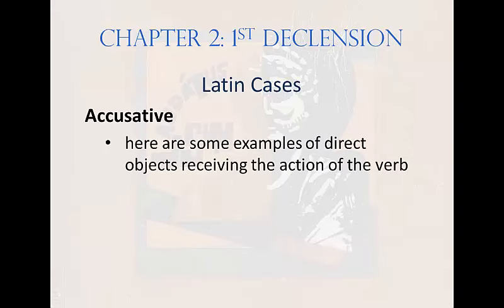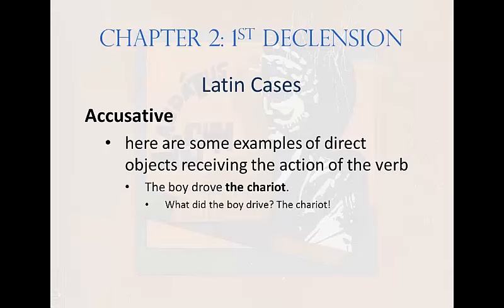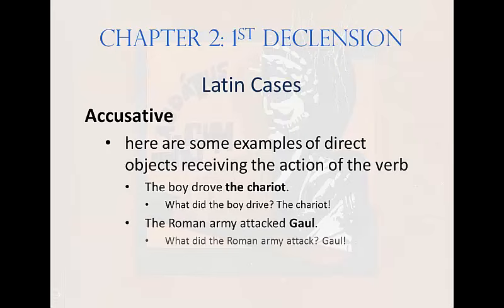Here are some examples of direct objects receiving the action of the verb. The boy drove the chariot. What did the boy drive? The chariot. Chariot receives the action of the verb drive and is the direct object of the sentence. The Roman army attacked Gaul. What did the Roman army attack? Gaul. Gaul receives the action of the verb attack.